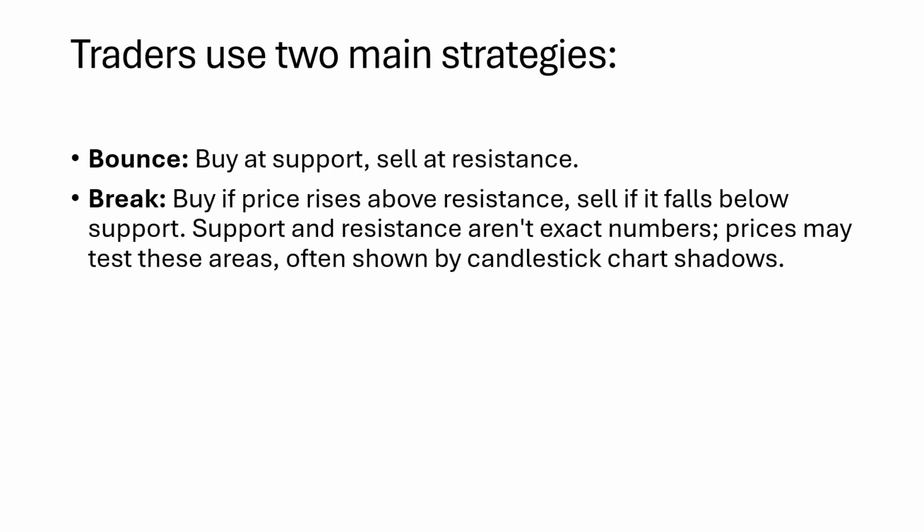Traders use two main strategies based off of support and resistance. The bounce: buy at support, sell at resistance. And the break: buy if price rises above resistance and sell if it falls below support. Support and resistance aren't exact numbers. Prices may test these areas, often shown by candlestick chart shadows or wicks.